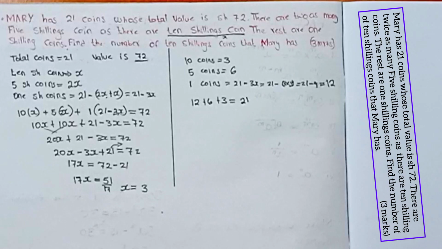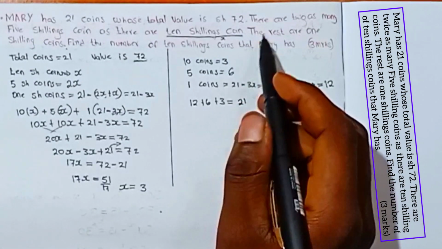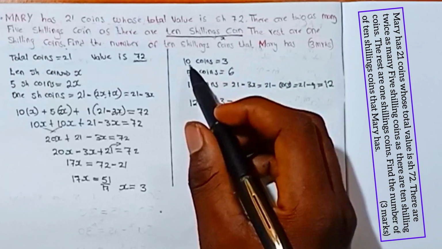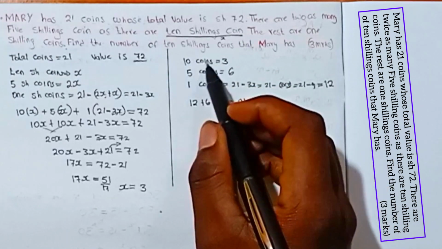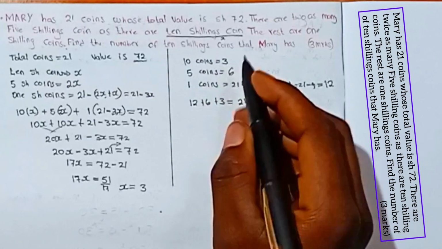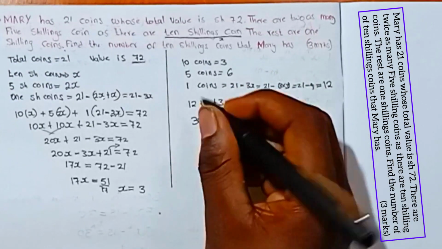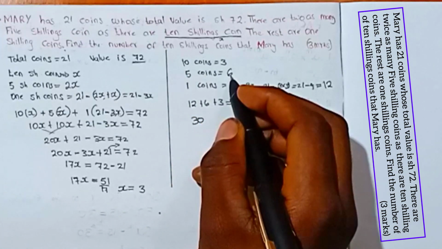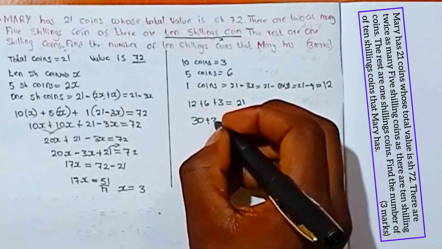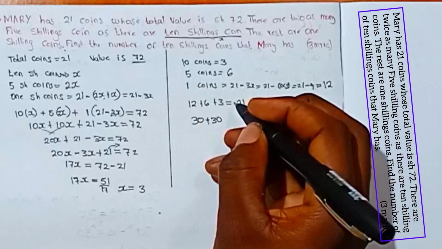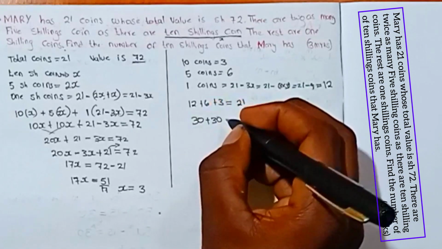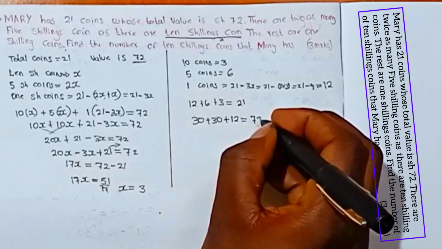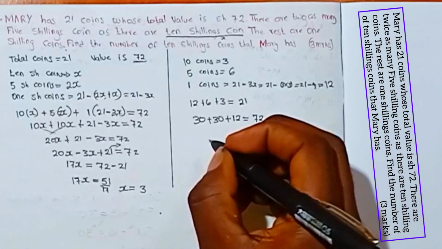This is just to verify. And if you want to verify if your answer is correct, you are going to find the value. So 10 shilling coins, 3 of them, equal 30, and 6 5 shilling coins equal 30, and 1 shilling coin each, which are 12 in number, equals 12 shillings, which totals 72. So this is how we go about this question.